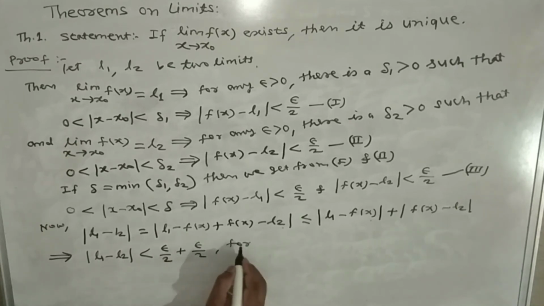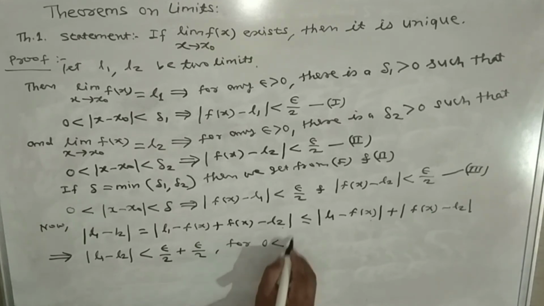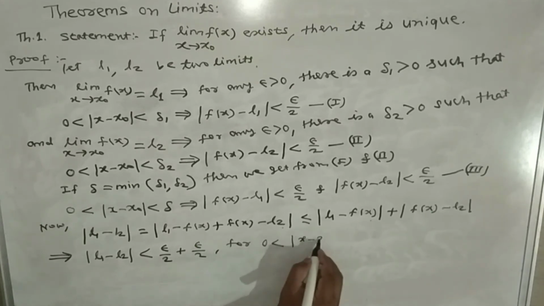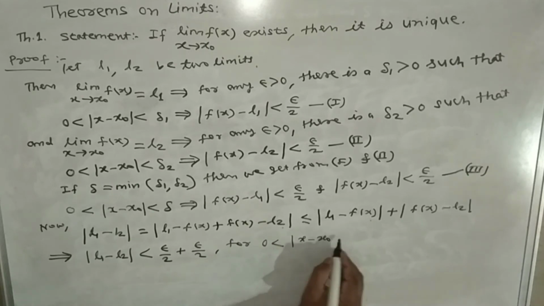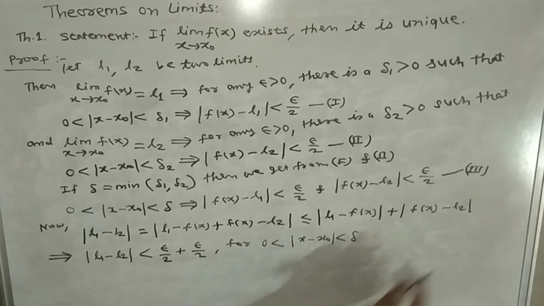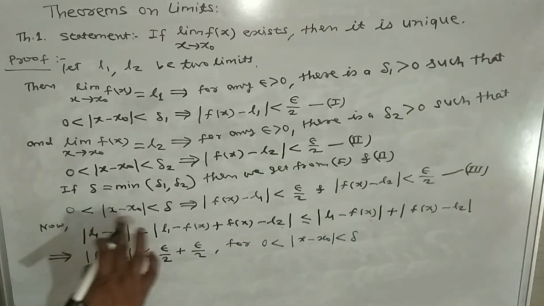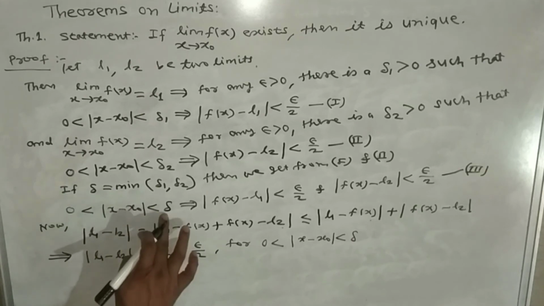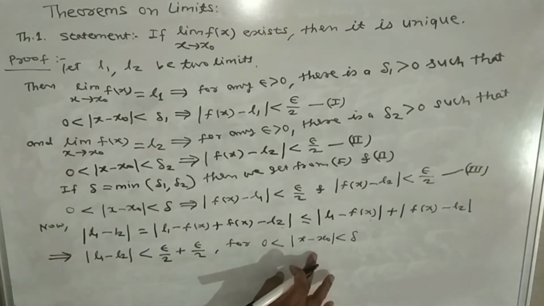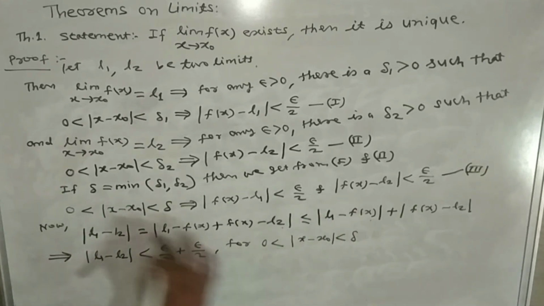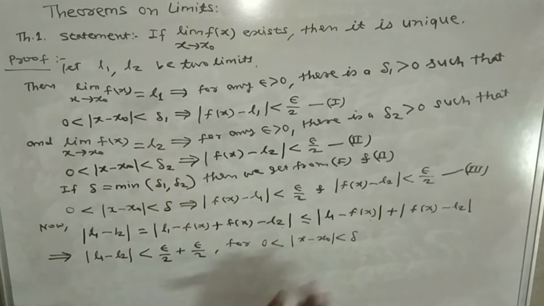So we write here epsilon by 2 for 0 is strictly less than mod x minus x0, which is strictly less than delta. By using this equation, for 0 less than mod x minus x0 less than delta, we get this.